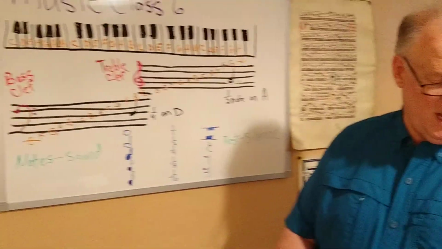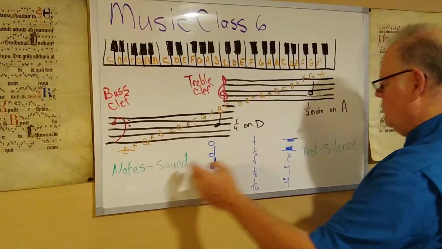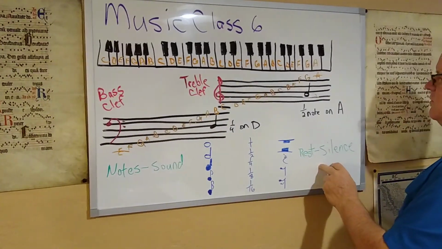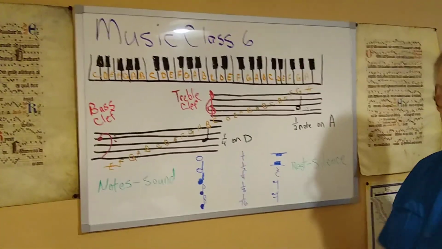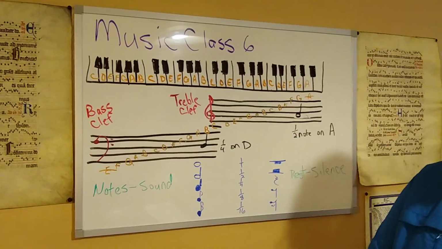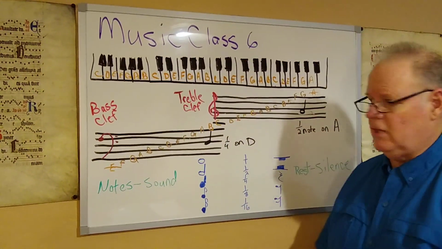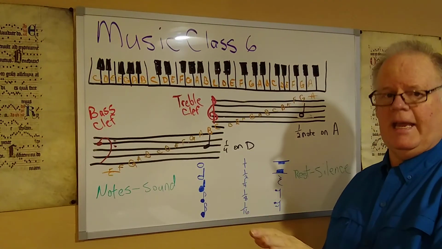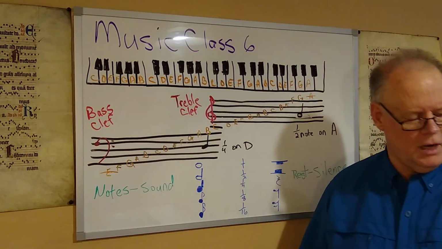So now we've combined sound and silences, 2 sets of opposites. Sound and silences, high and low sounds. Now you see some other things here we haven't touched, like the black keys of the piano. Don't worry about that yet. We're going to talk about those later on.